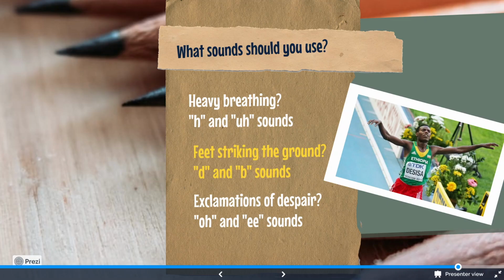If you're at a cross-country race on gravel where, say, the competitors have spikes on, you might use K sounds and S sounds to get that ticking sound of the spikes against gravel. If you want to capture the sense of exclamations of despair or exhaustion or fatigue, you might use the long O sounds, the long E sounds, this sort of thing, in order to capture that idea.